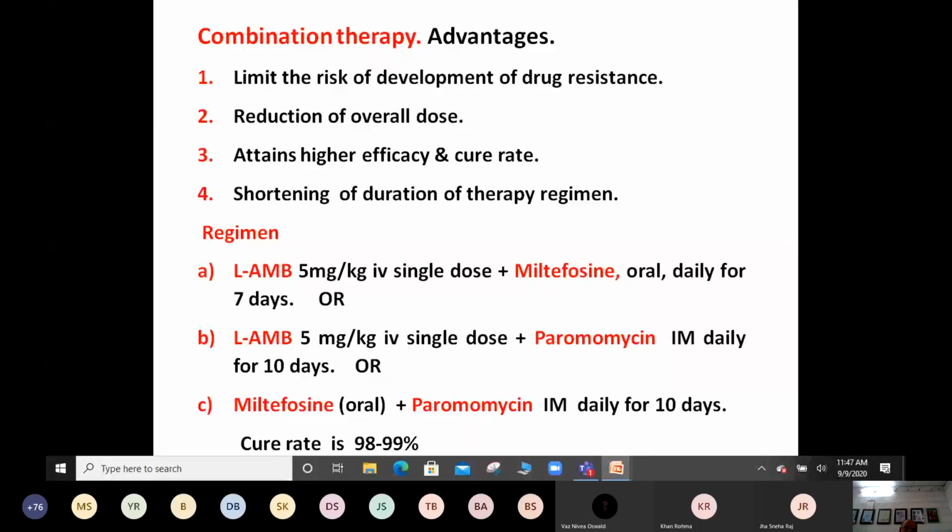Now what are the regimens available? Number one, liposomal amphotericin B, 5 milligram per kg intravenous, plus miltefosine orally daily for 7 days. You see, now from 3 to 4 weeks or 30 days, the duration has come down.